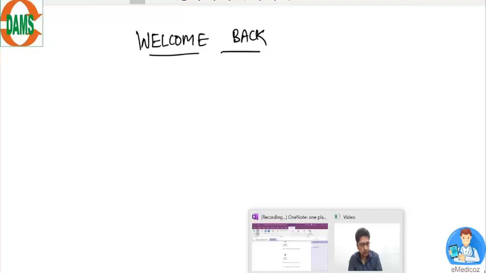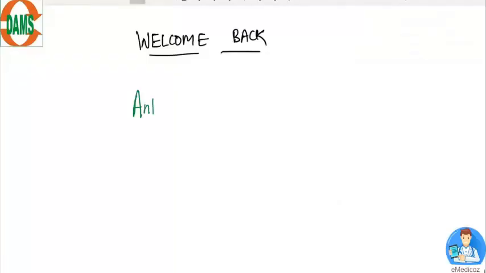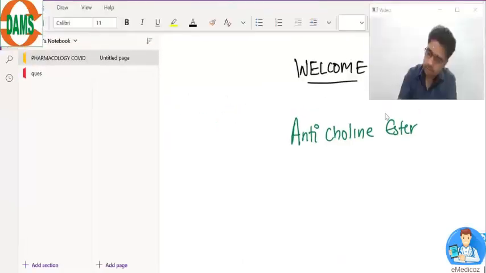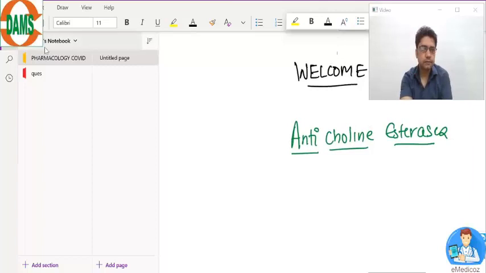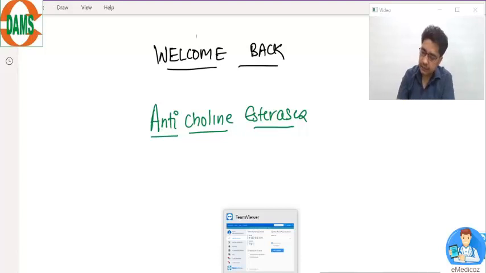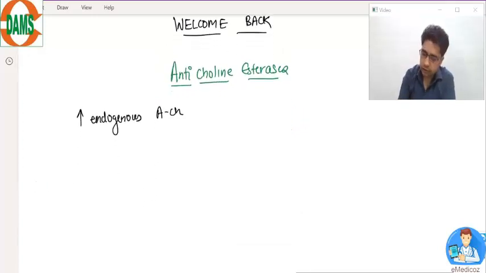So let's talk about indirectly acting drugs. Indirectly acting drugs are known as anticholinesterase. Why are they known as anticholinesterase? Because these drugs increase the level of endogenous acetylcholine. And how? Because they inhibit pseudocholinesterase.